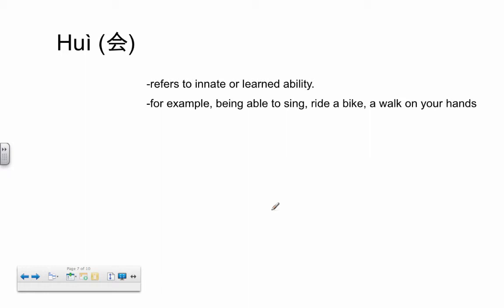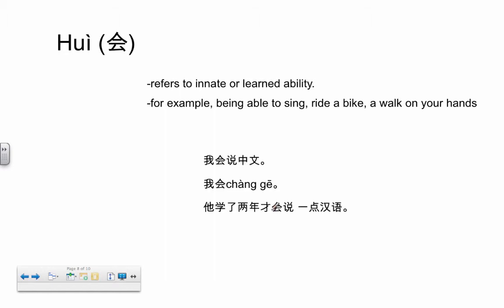And hopefully you guys remember this. This is like 中文 1. Back when we were saying like 你会说哪国话, 我会说英文, 我会说中文. So, as you could have guessed, it refers to innate or learned ability. For example, a language, like I just gave the examples. Some other examples, being able to sing, ride a bike, walk on your hands, and anything crazy. So here are a couple examples I put together.